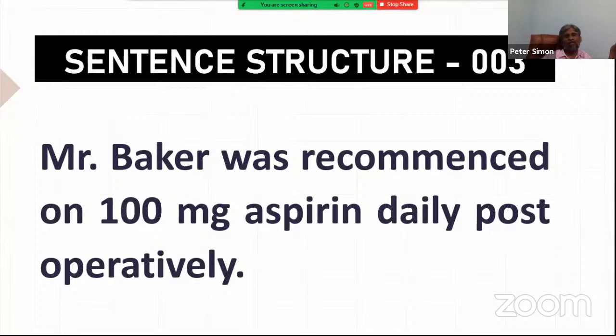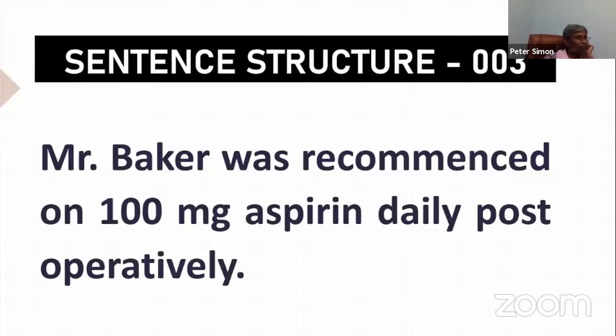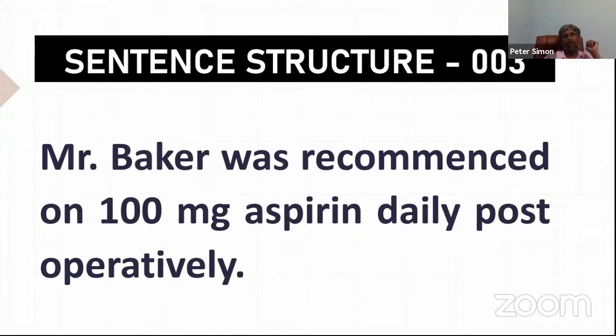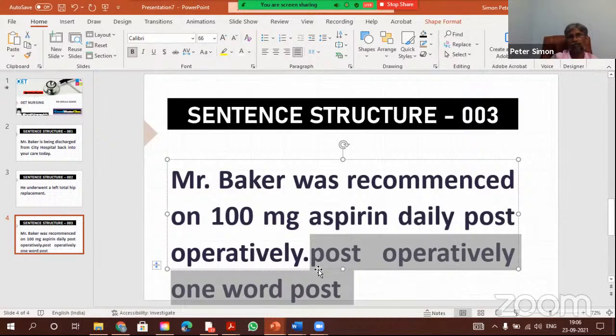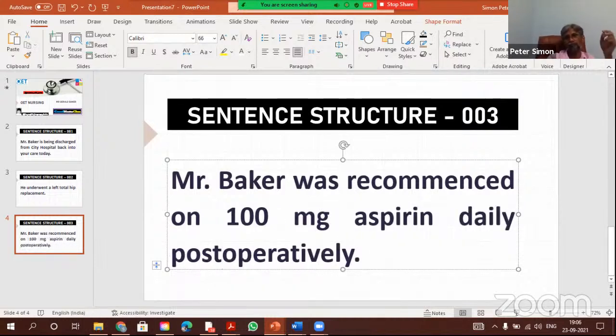Instead of recommenced, you can say commenced, prescribed, or advised, or recommended, or suggested. Write down all these words so you can use them somewhere else. Mr. Baker was commenced on. Mr. Baker was prescribed. When you say prescribed, no need for on. When you say commenced, it should be on. When you say prescribed, you can write directly. Recommended, advised, suggested, prescribed, instituted, all these different types of sentences. Post-operatively is one word. That is how it should be.